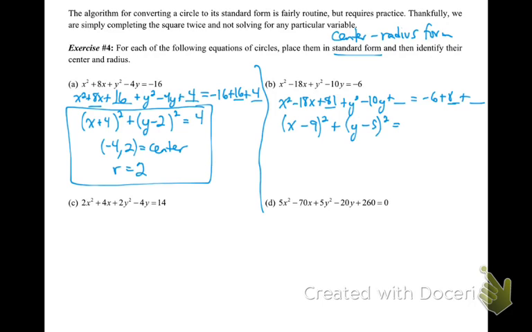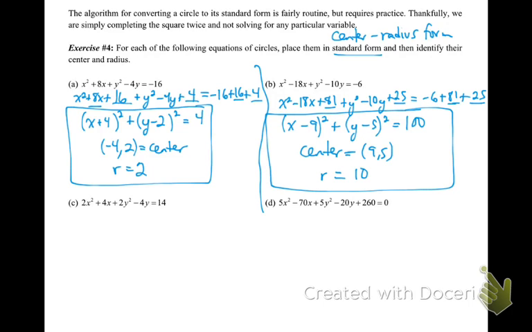That means you have to add 81 to both sides for the negative 9 from the x terms. Add 25 to both sides because negative 5 squared is 25. And when you add negative 6, 81, and 25 together, you get 100, which means your center is at 9, 5, and the radius is 10.